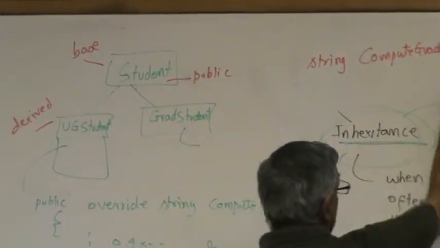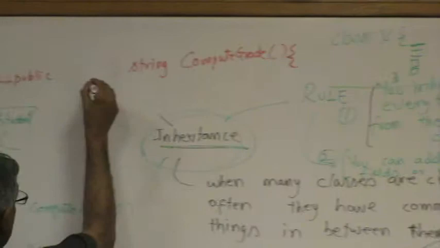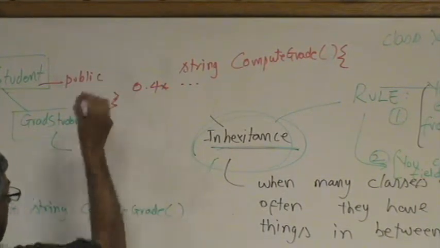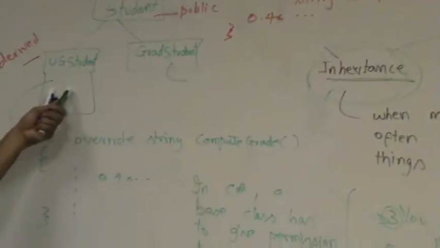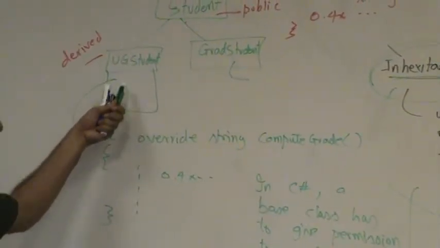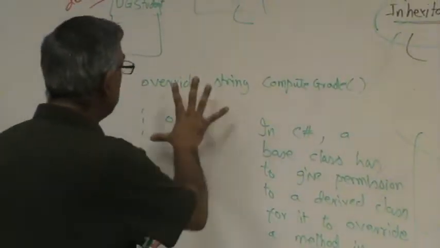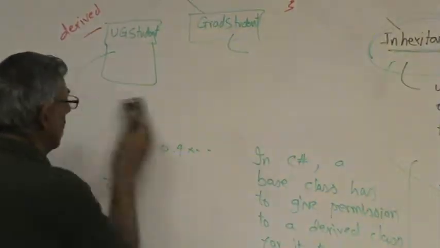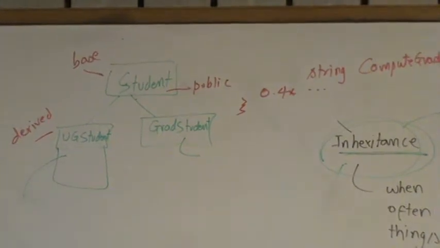So in that case, this will no longer be abstract. Instead, we have whatever, 0.4 times test 1 and so on. So we'll have real code over here, right? Now if we come to the undergrad student, is there a need to override it now? No. So if I don't write even the method, if I take this out completely, will that method still be available over here?